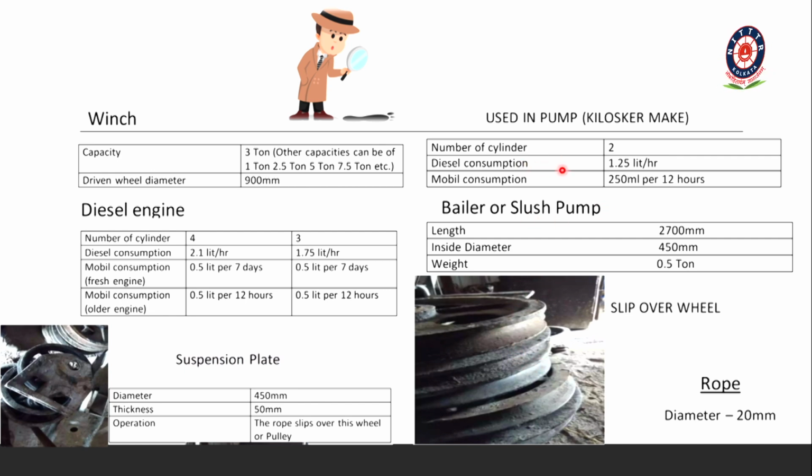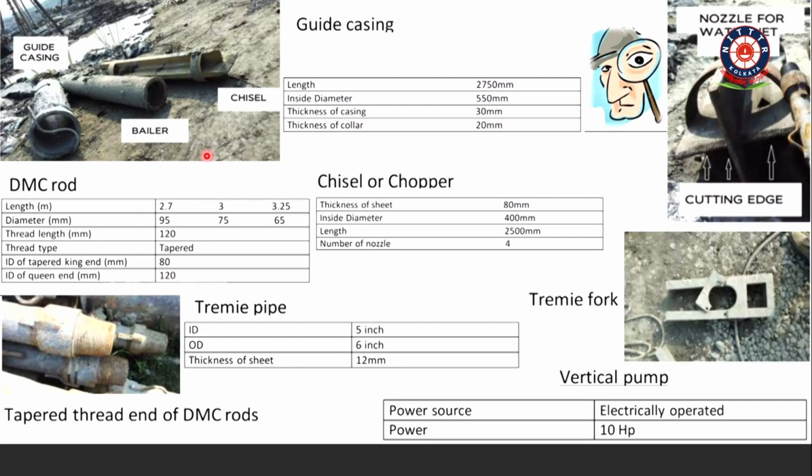See, we are using a pump. The diesel consumption is 1.25 liter per hour. The number of cylinders is 2. And also the casing, to maintain verticality and also retain the bore hole from collapse. The length is 2750 mm. The inside diameter will be 550 mm and the thickness will be 30 mm.